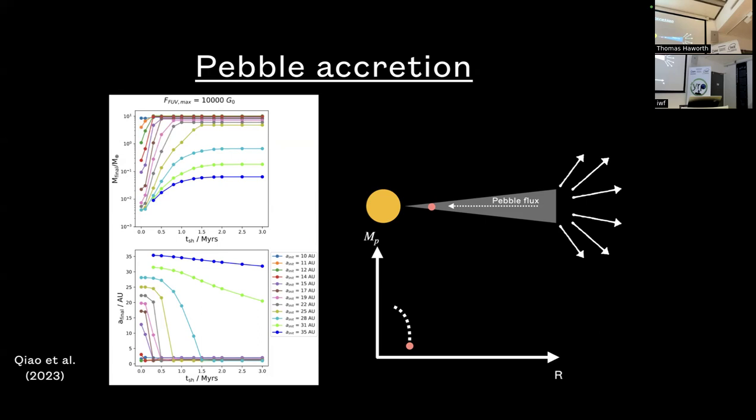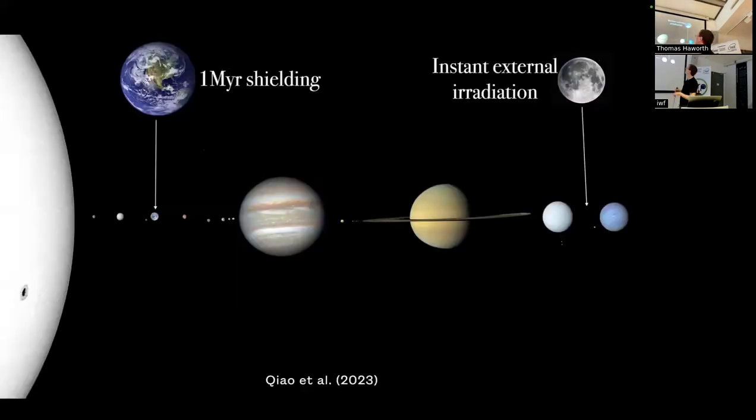And there's a nice little anecdotal example from this plot. If you don't shield the disk at all, you end up with something that's lunar mass between the orbit of Uranus and Neptune. But if you take the same model and shield it for 1 million years, you get a 1 Earth mass planet at 1 AU.